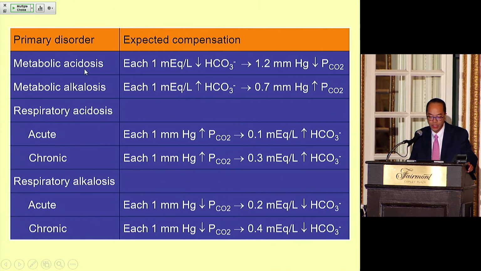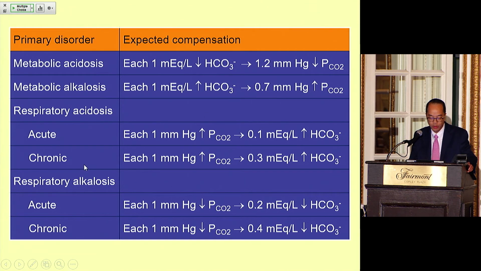In the setting of a metabolic acidosis, of course, we respond by hyperventilating to bring down our PCO2. The expected response for every milliequivalent per liter decrease in bicarb is a 1.2 millimeters of mercury decrease in PCO2. That's a fairly reliable and fairly rapid compensatory response. Metabolic alkalosis, the opposite. Less reliable because there's a limit to how much the PCO2 is going to go up before you get respiratory drive to breathe faster.